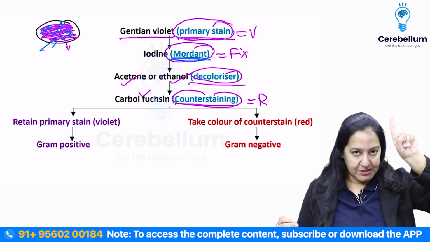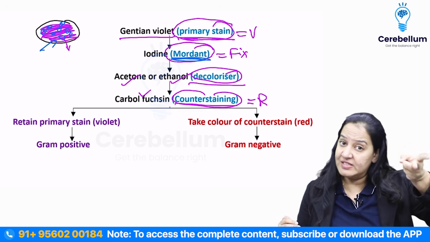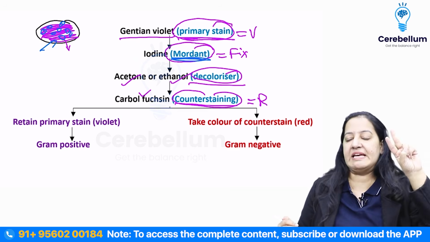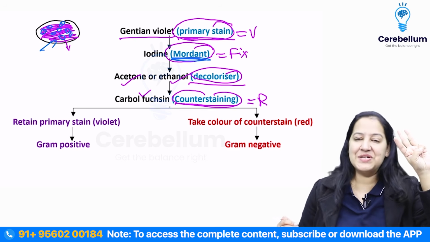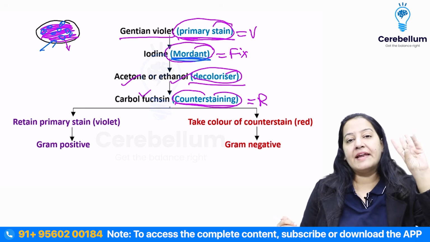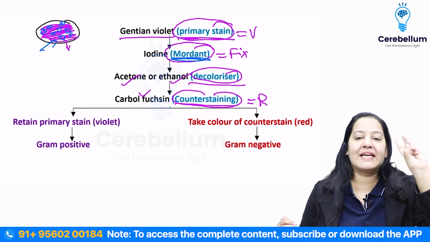The violet stain, which is a primary stain, followed by mordant, which is a fixer of the primary stain. Then we give decolorizer, which is never acid. It can be acetone, it can be alcohol. And the last is any red stain, which is a counter stain or secondary stain.